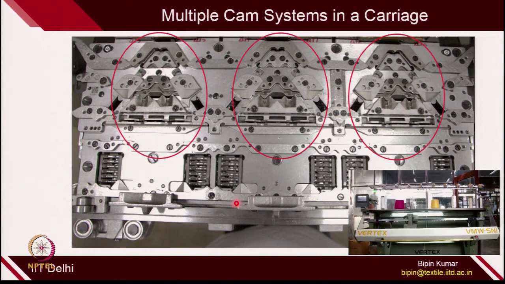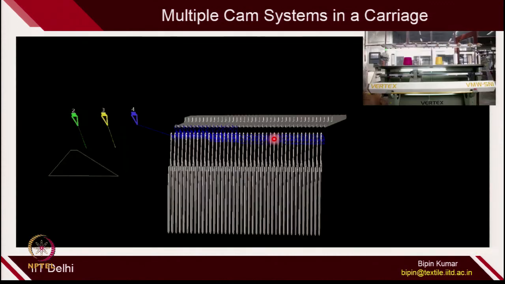So basically, in one go, there are possibilities of a three cam system in a single carriage. What is the benefit of having a three cam system on the same carriage? This will increase your productivity, and it also gives you a lot of flexibility in terms of design. I will show you some of those videos.